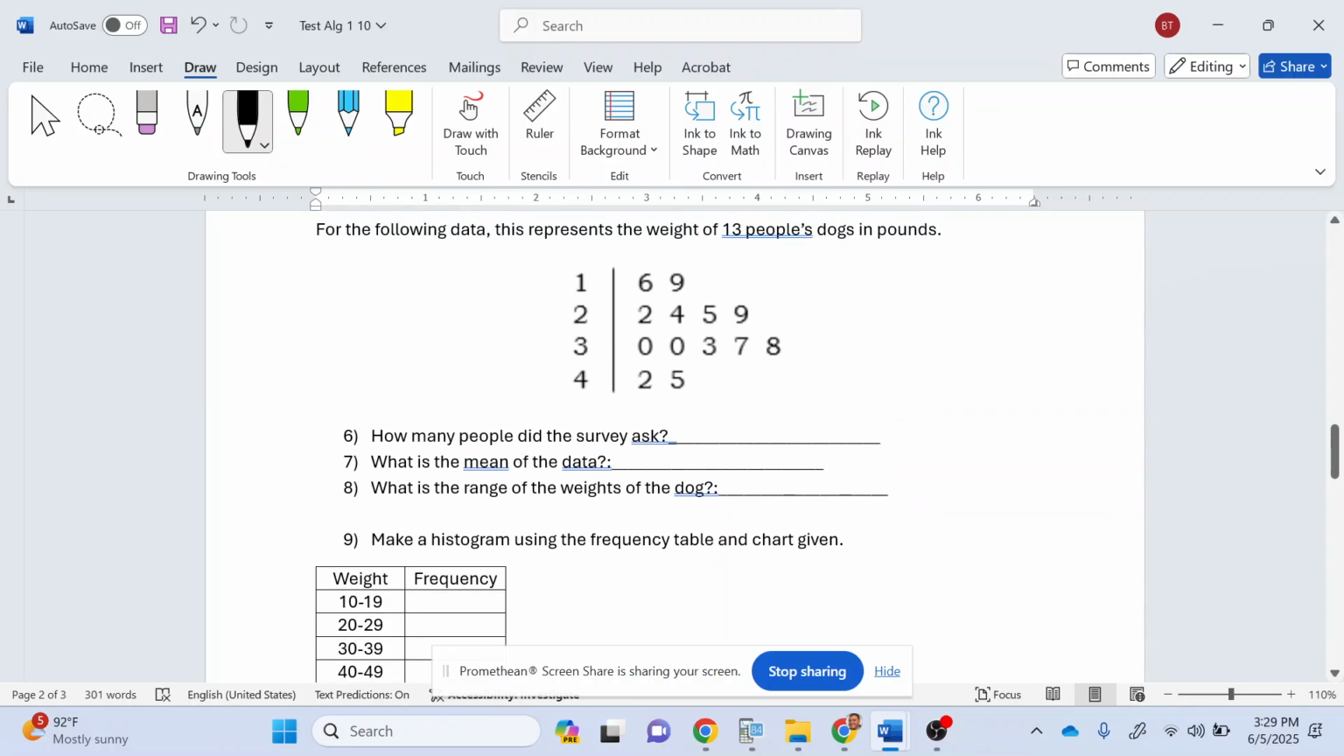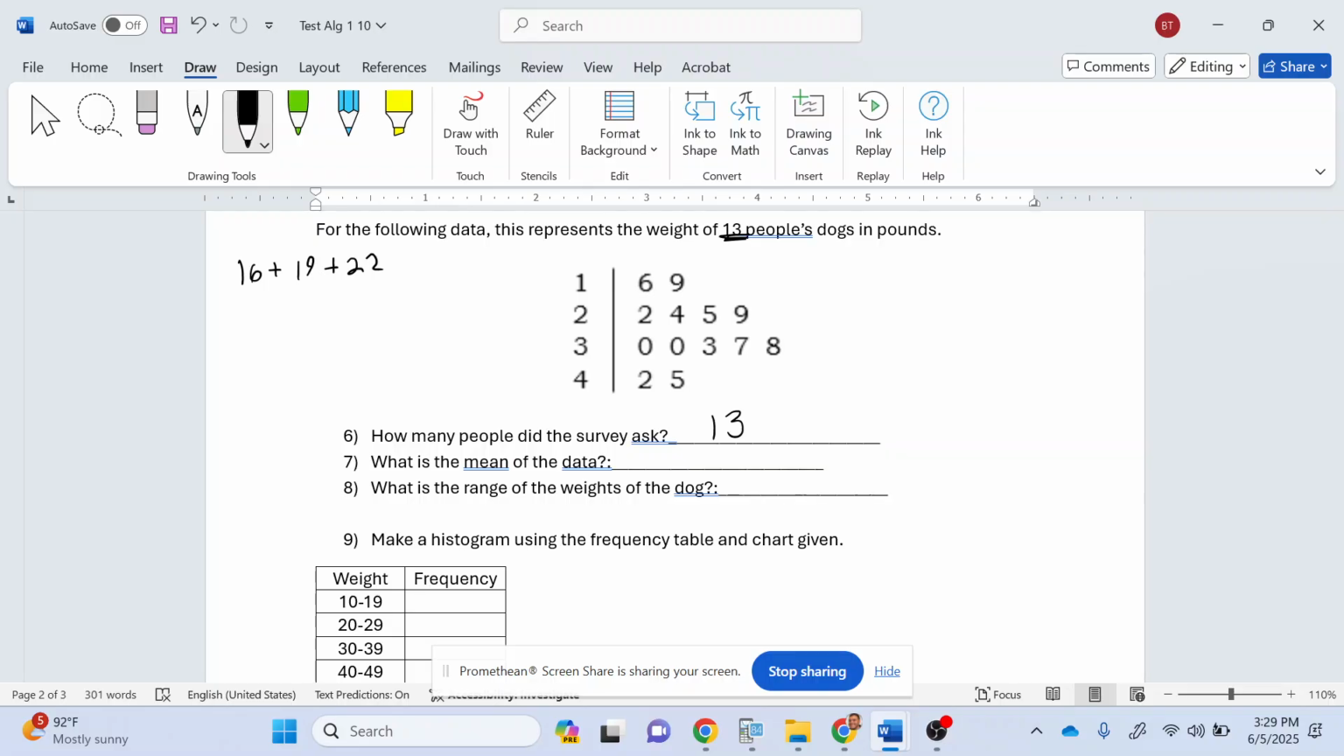All right. This is data representing the weights of their 13 dogs. So, how many people did they ask? You could read it here or you could count. Either way, it should be 13. What's the mean of the data? Again, to find the mean, you have to add them up. To read this data, this 1 goes with the 6, and this makes it 16 plus 19 plus 22, yada, yada, yada.